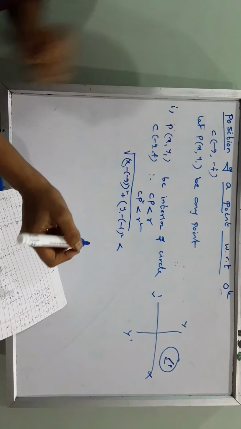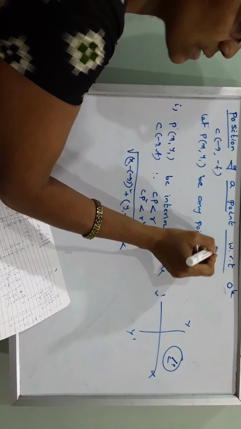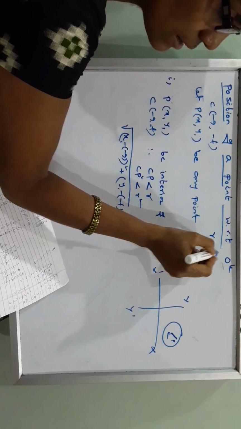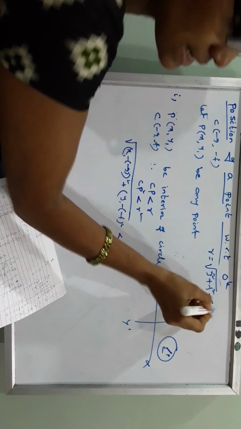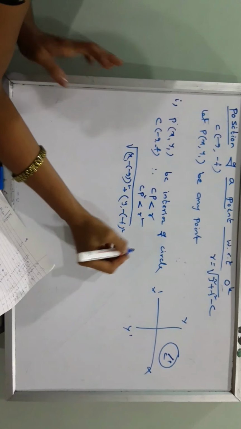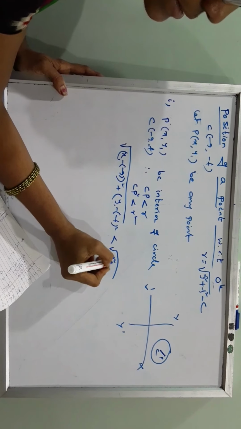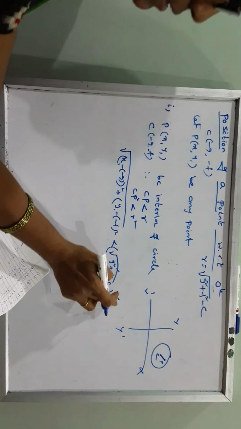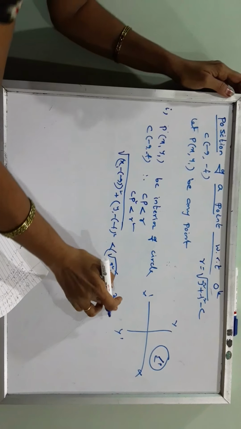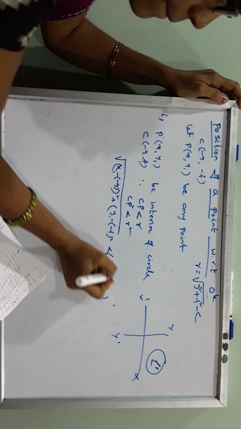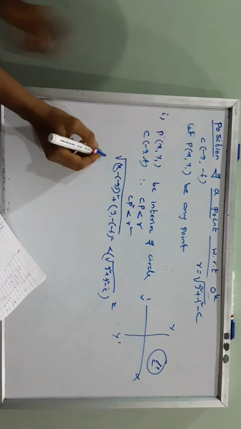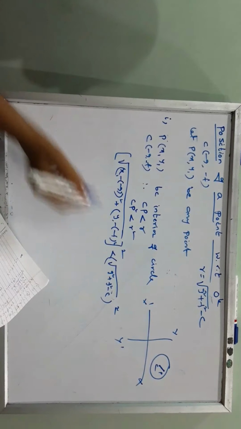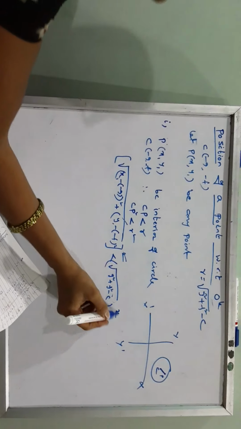What is the radius here? From the general form of the equation of a circle, the radius will be under root g square plus f square minus c. The radius is the whole root of g square plus f square minus c, whole square. Here the square root will get cancelled. Now expand this. Here also CP square, the square root will get cancelled.